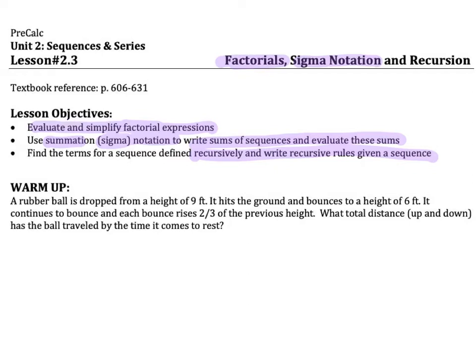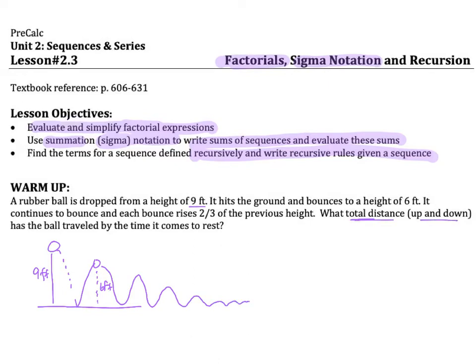I'm going to talk you through it, then I'm going to encourage you to pause and try it on your own, and then unpause and compare your answer with mine. So it says a rubber ball is dropped from a height of 9 feet. So it's up here, it drops 9 feet. It hits the ground and bounces back up 6 feet. So here's the ground right here, bounces back up 6 feet. It continues to bounce, and each bounce it rises 2/3 of the previous height. What is the total distance up and down that the ball travels by the time it comes to rest?